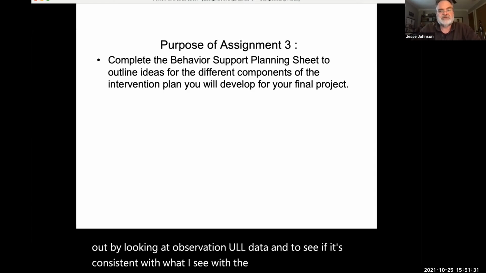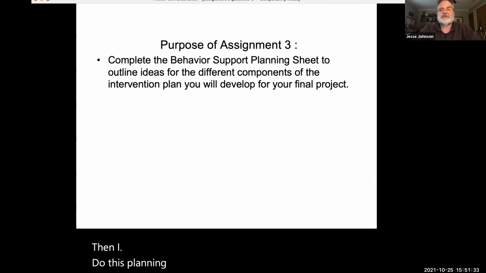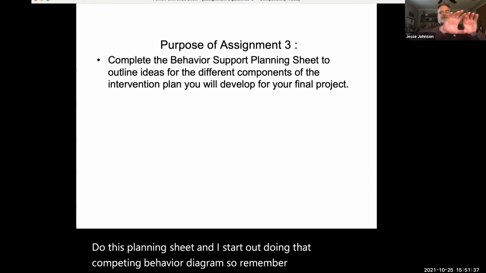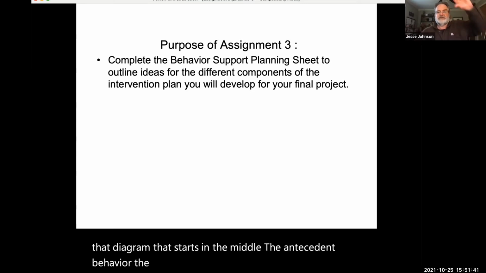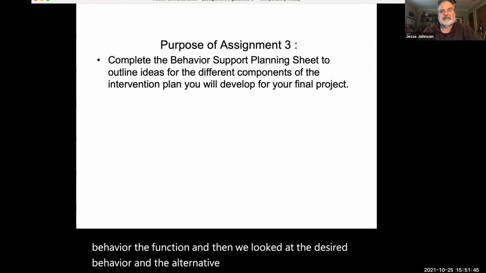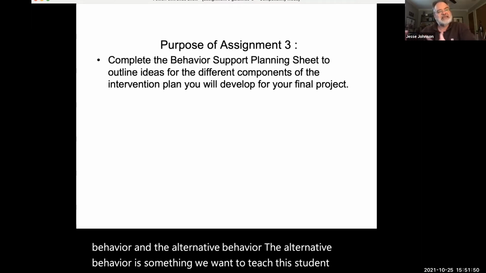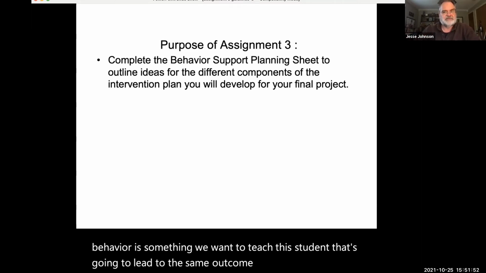Then I do this planning sheet, and I start out doing that competing behavior diagram. So remember in class, we did that diagram that starts in the middle, the antecedent, the behavior, the function, and then we looked at the desired behavior and the alternative behavior. The alternative behavior is something we want to teach the student that's going to lead to the same outcome as the problem behavior.